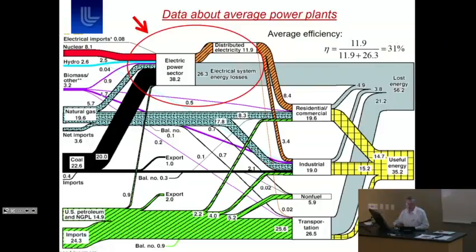So that's an average over all power plants in the country, some of which are 80 years old and some of which were built last year. It's a large number. It's much better, for example, than the efficiency of the transportation sector, which is 5 out of 25. But still, it's not near 50%.